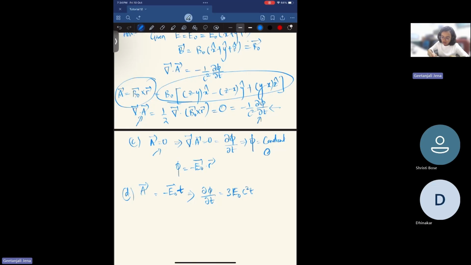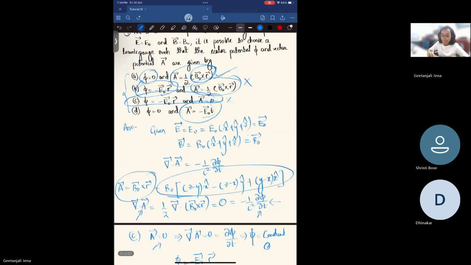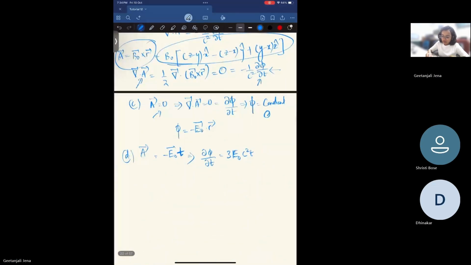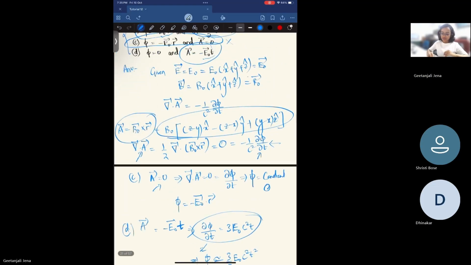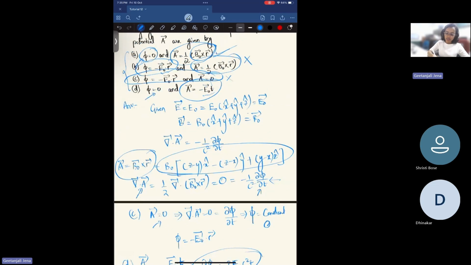E0 t, not t. So this will give phi. Calculate phi here. This will be 3 by 2 E naught, approximately 3 by 2 E naught C square T square. And it's given phi is 0. So that means it's contradicting. So the answer will be option A.